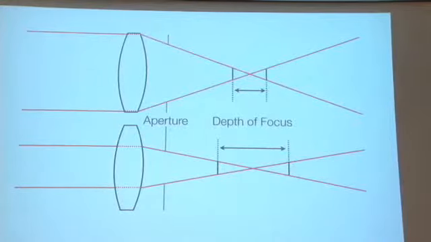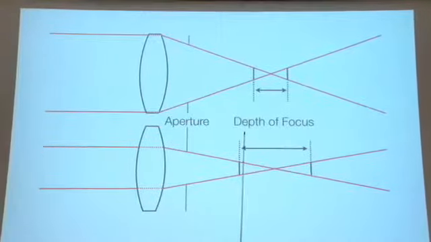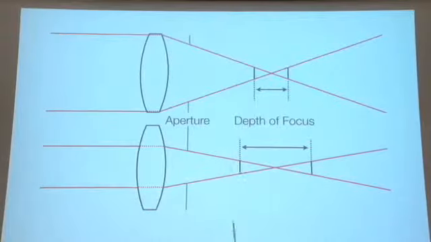So again, for this top aperture, our sensor could be anywhere along here and be in focus. But for our bottom one, it could be anywhere along this range, which means that something over here, if our sensor is over here, then that object will still be in focus. Whereas if we had it with this larger aperture, it would not be in focus anymore.